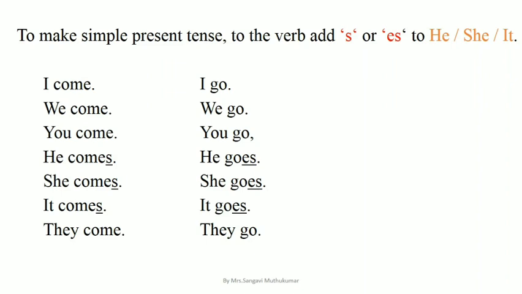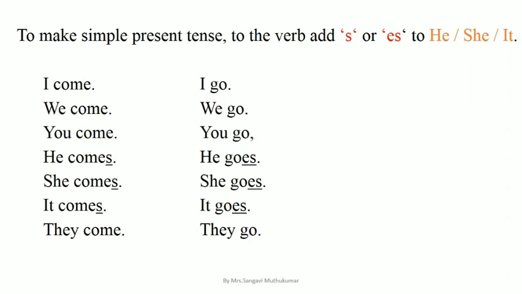But for he, she, it, we must add s to the verb to make it in present form. He comes, she comes, it comes. Likewise, see the next set of examples. I go, we go, you go, they go. Here, go is the verb and it is already in present form. But for he, she, it alone, we cannot use the same. So we must add es to it, that is goes, to make it in present form. He goes, she goes, it goes.